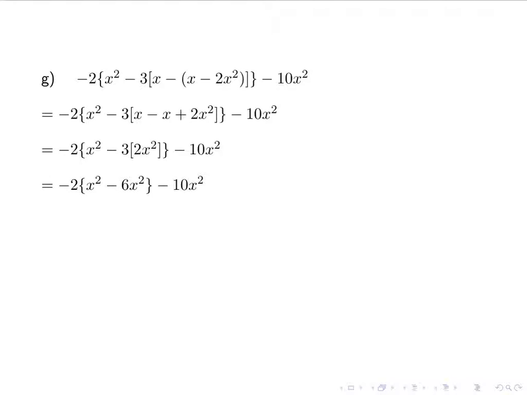Again, I have negative 2 times something in braces. Don't just start distributing. Don't forget order of operations. Can I simplify this guy first? Yes, I can. x squared minus 6x squared is negative 5x squared. Again, what I'm left with isn't actually the distributive property at all. It's just multiplication. So I have 10x squared minus 10x squared, and I get 0.